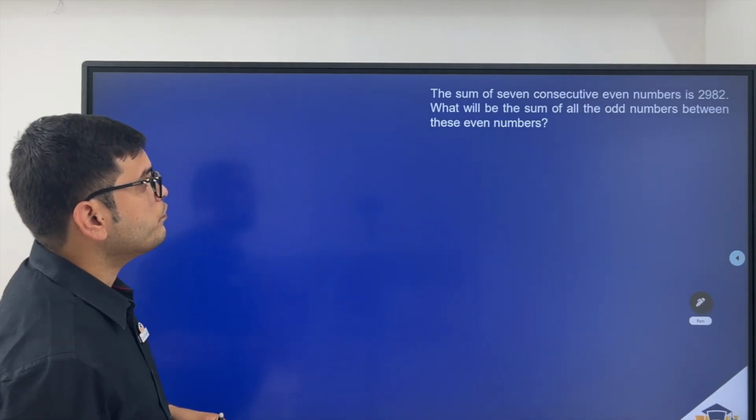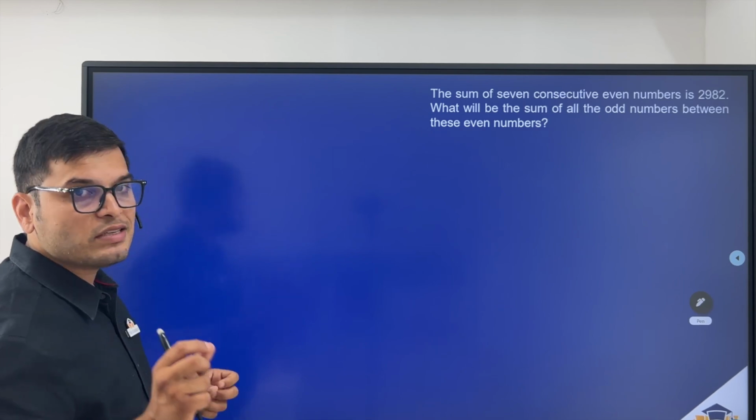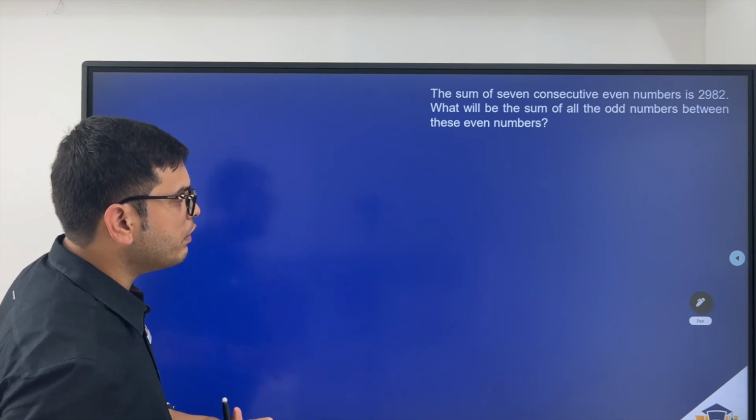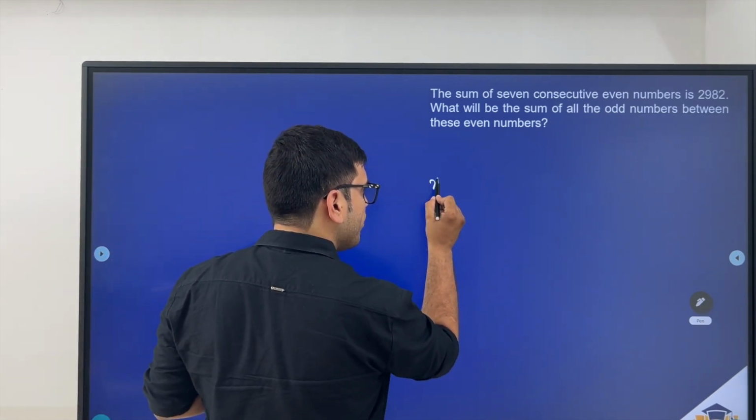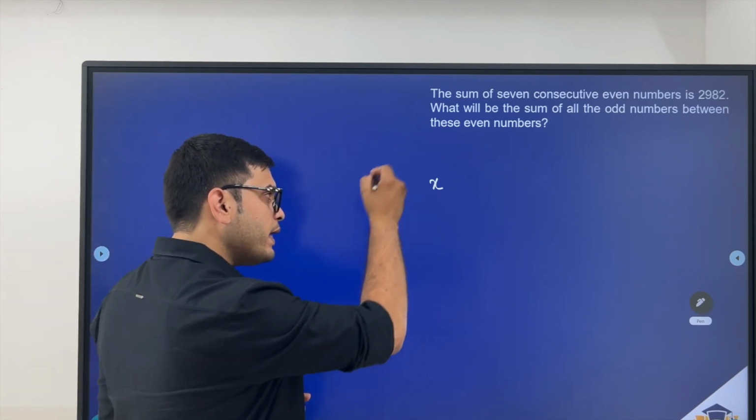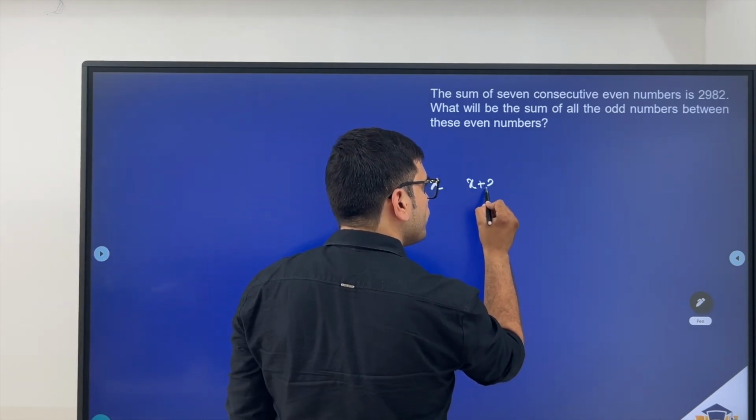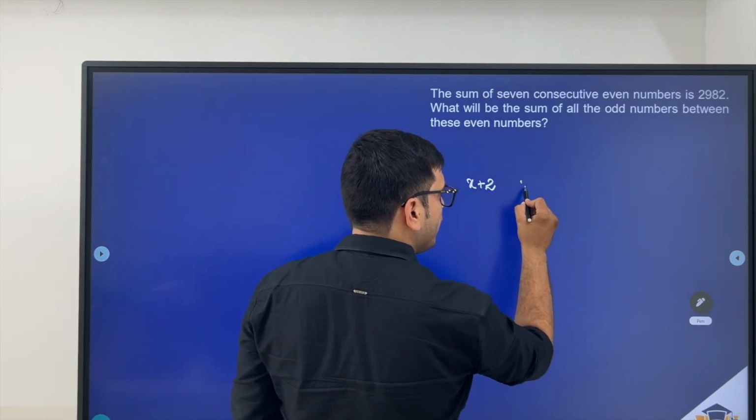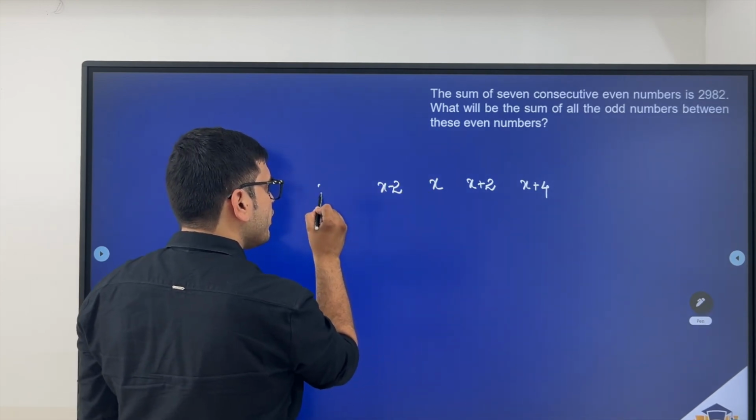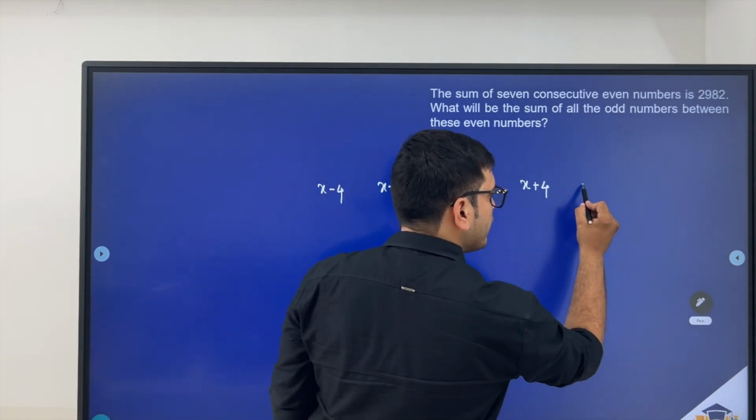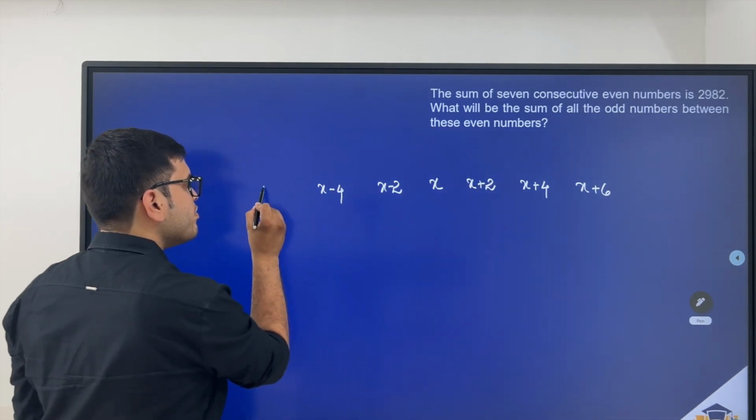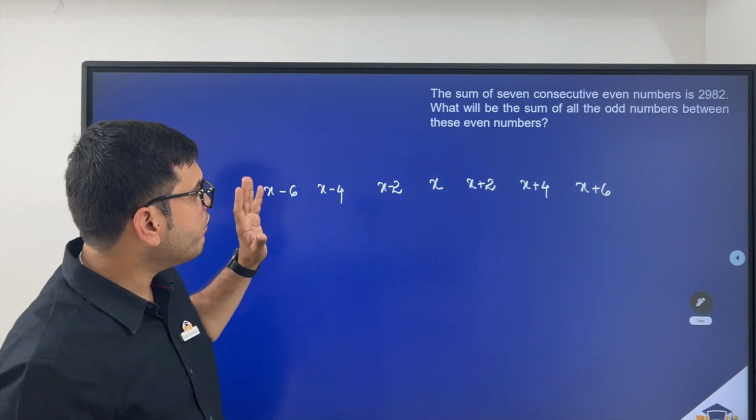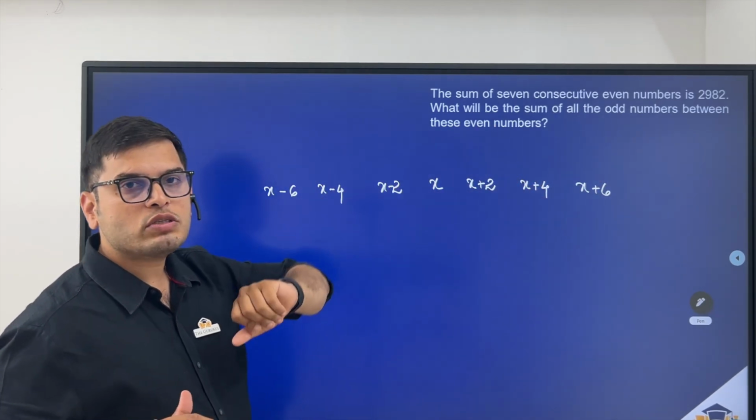Now coming to the second question, the sum of 7 consecutive even numbers is 2982. What will be the sum of all the odd numbers between these even numbers? Now let me consider the middlemost even number as x. Right. So the next even number would be x plus 2 and the number before that would be x minus 2. Now similarly the next would be x plus 4 and this side it would be x minus 4. Then this would be x plus 6 and this side it would be x minus 6. So we have 7 consecutive even numbers and it is given that the sum of these 7 numbers is 2982.